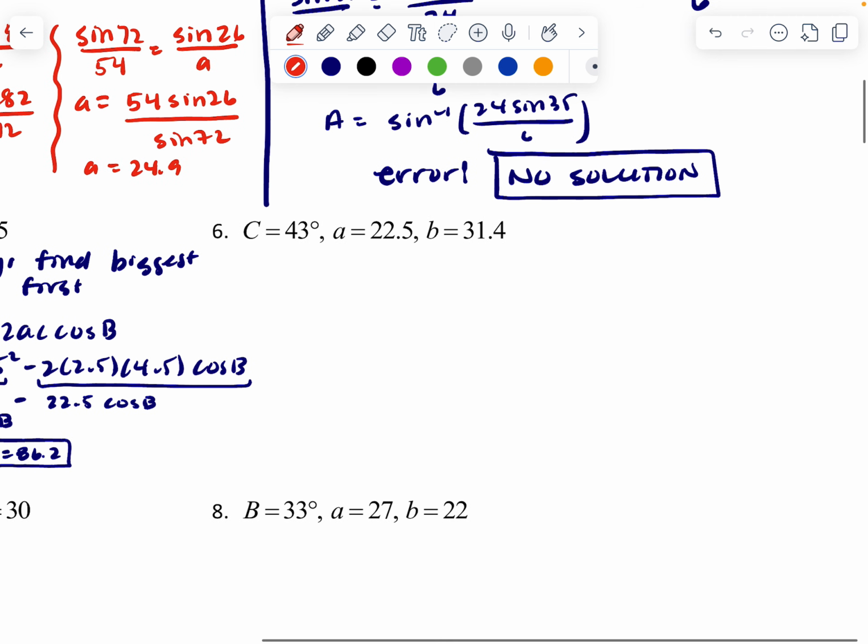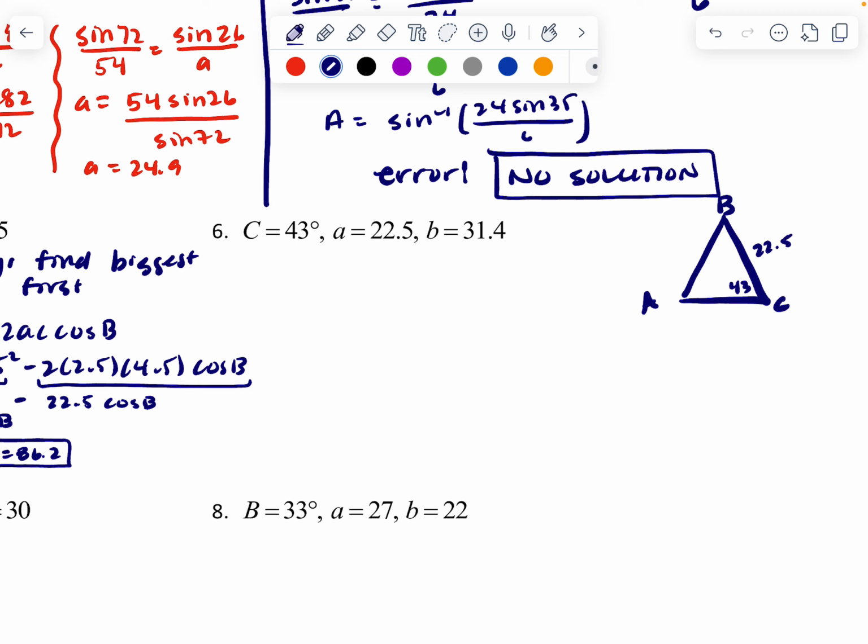All right, let's look at C. Let's draw my triangle somewhere off to the side here so I have more room. I have A, B, C. C is 43, A is 22.5, and B is 31.4. I have a side angle side, which means I have to solve the whole thing, but that's okay. On this one, I do not have an angle and an opposite side, so I'm going to have to use the law of cosines again.